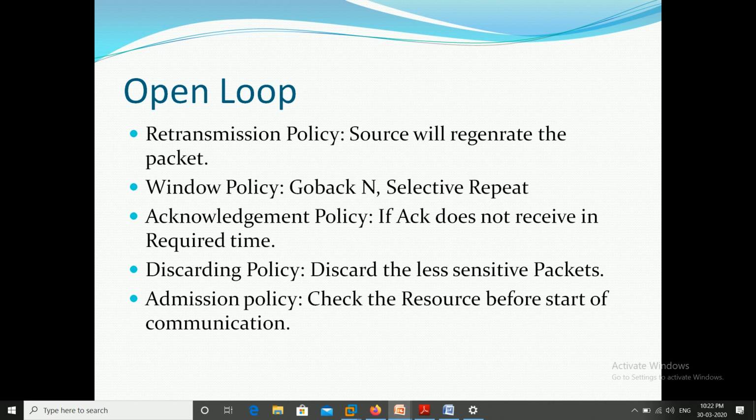It will retransmit the packet. Although the working mechanisms of acknowledgement and retransmission are almost similar, these two policies are new: discard policy, or discarding policy, and admission policy. Discard means what? Now let's say we have a stream of video, right?